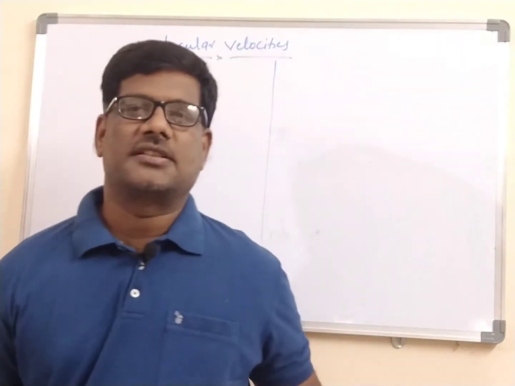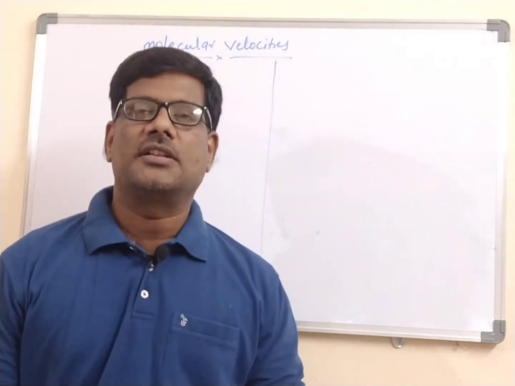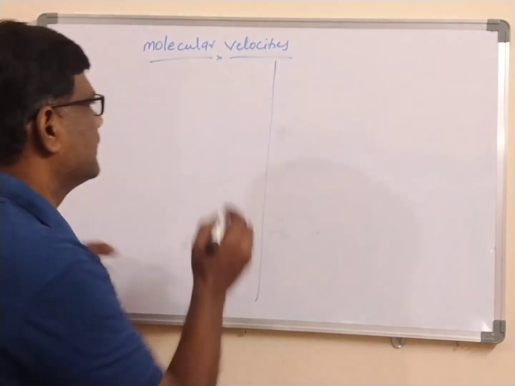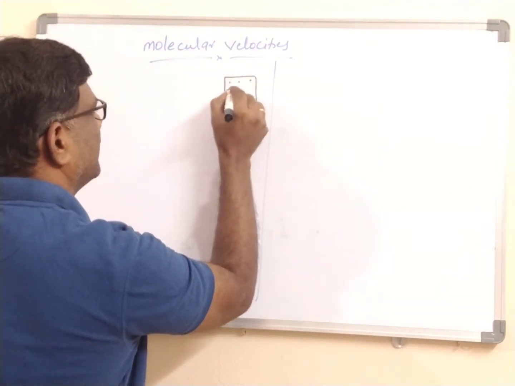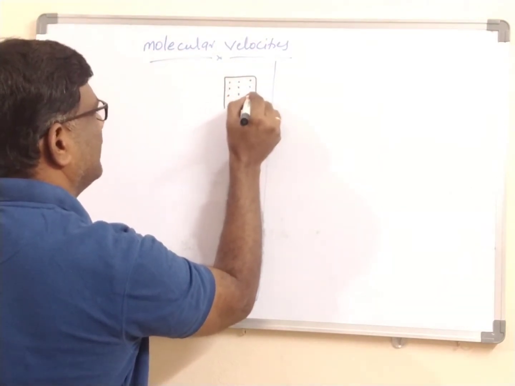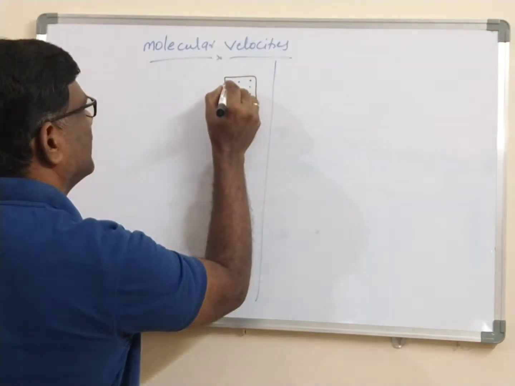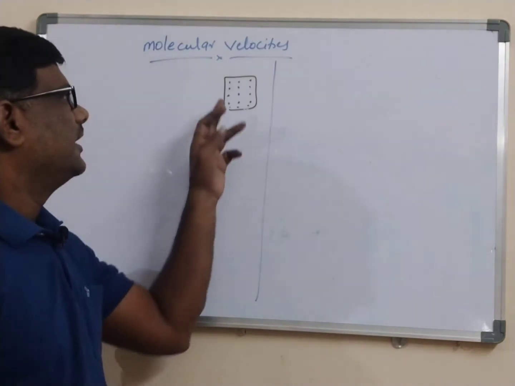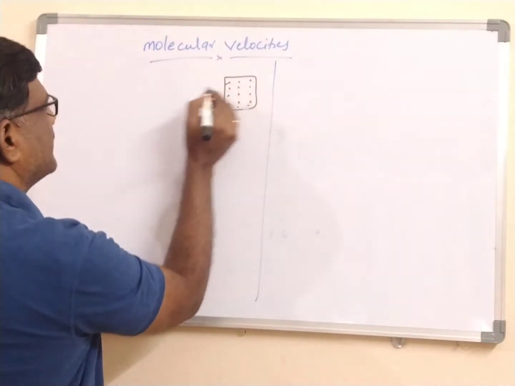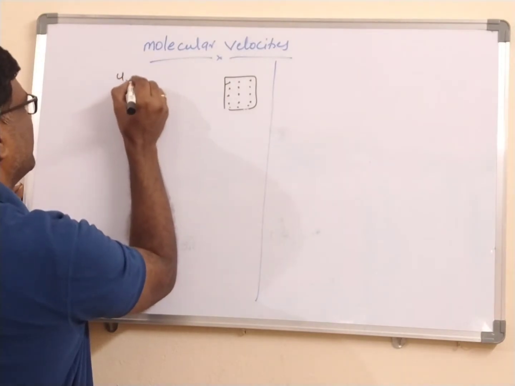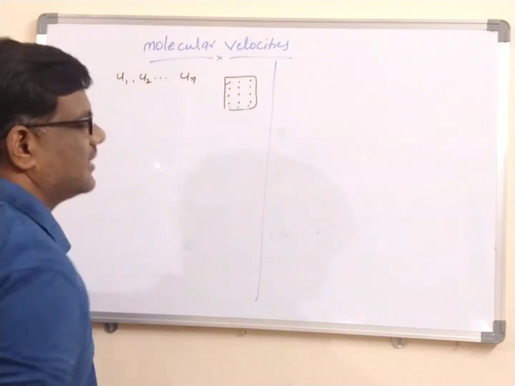Today my topic is molecular velocities. A gas has a large number of tiny particles, and those tiny particles are called molecules. Let us take a gas in a vessel with a large number of these molecules, and each and every molecule has some velocity. Let us assume the velocity of the first molecule is u1, the second molecule is u2, and so on, up to the nth molecule whose velocity is un.